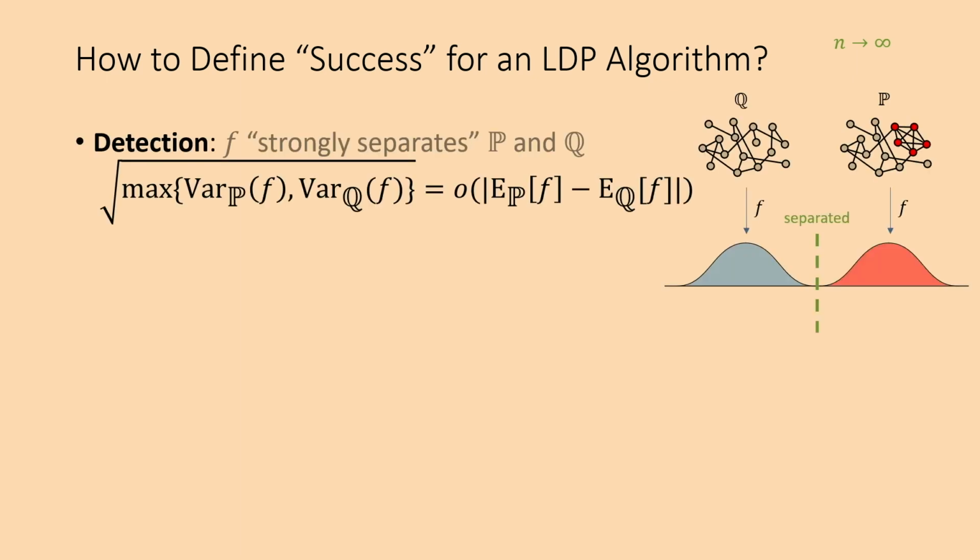OK, so let's talk about detection first. What does it mean for a polynomial to successfully solve detection? Well, here's the way I want to define it. We'll call this property strongly separating, meaning that you have your distribution Q. If I feed that to my polynomial, I get some distribution of real numbers as the output. I have my distribution P, feed that to my polynomial, I get a different distribution of outputs. And I want these two to be separated so I could threshold them in the middle. Specifically, I'm going to require them to be separated in terms of the first two moments. So what it's saying here is that the standard deviation of each one is smaller in order than the difference between their means.